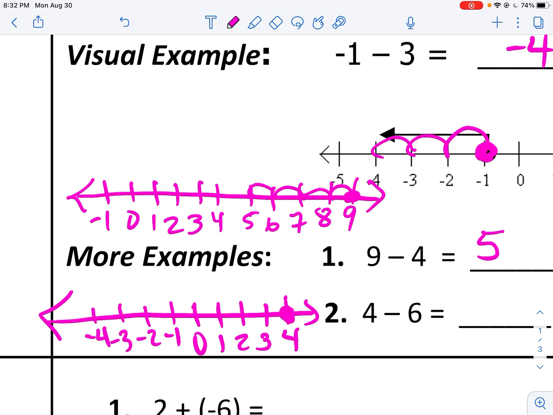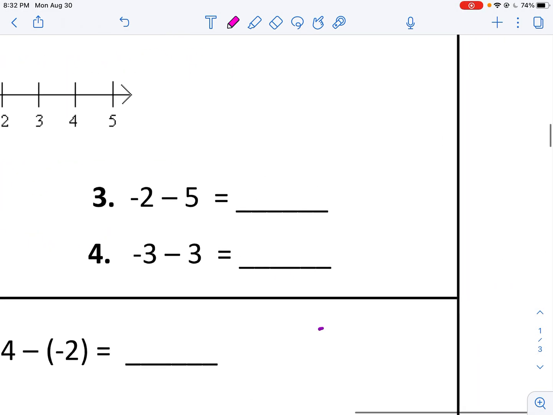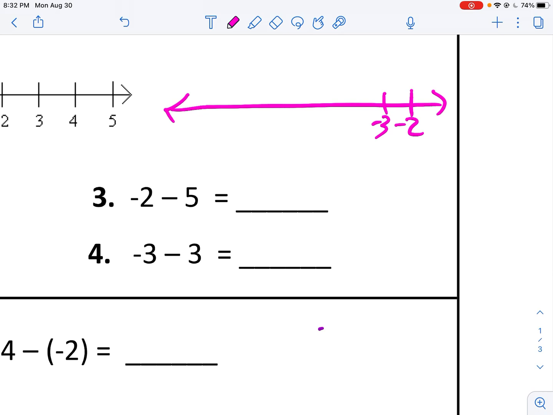And I go to the left 6. 1, 2, 3, 4, 5, 6. I end up at -2. On this one, I start at -2 and I'm going to the left. Okay, so I start at -2.